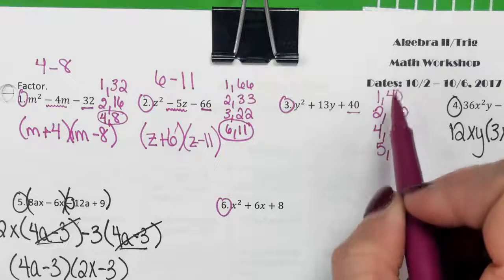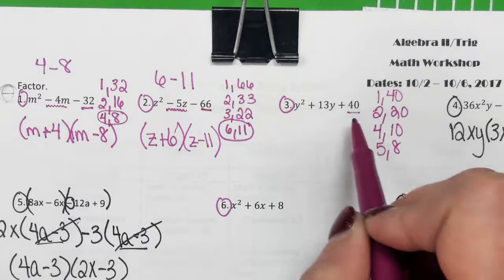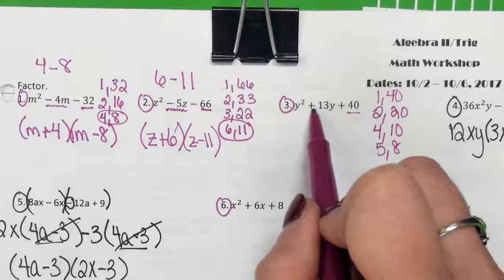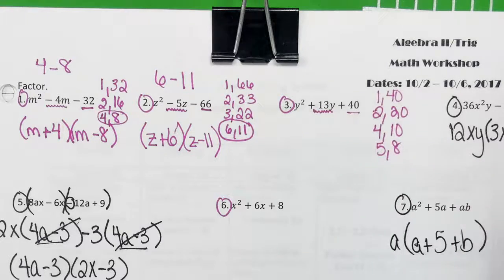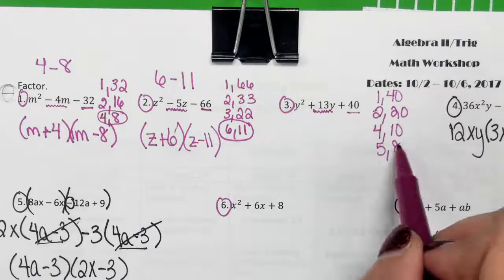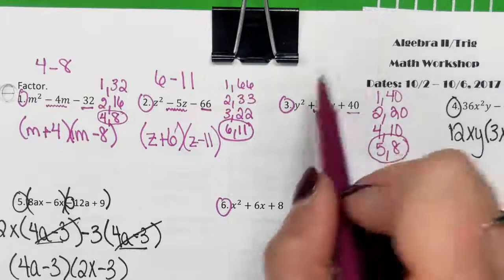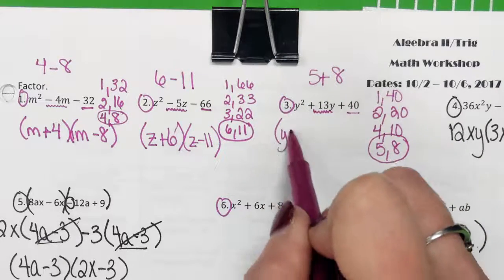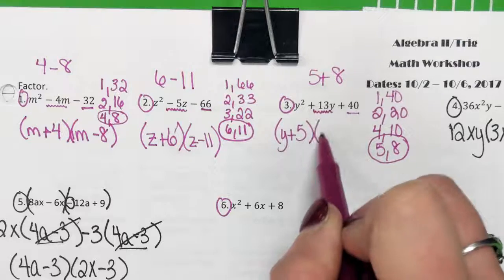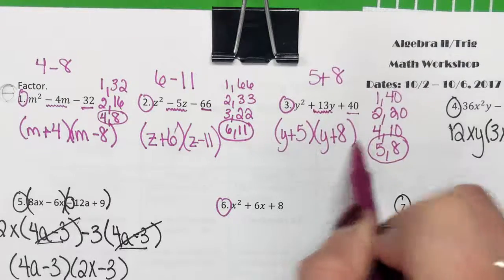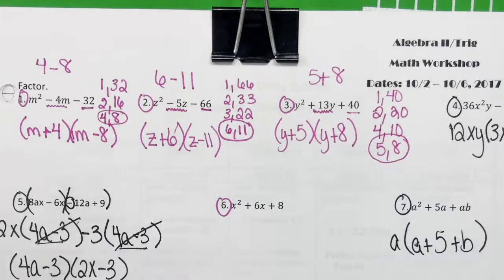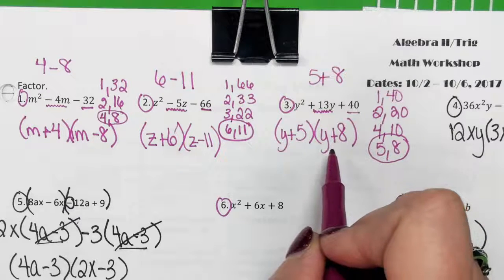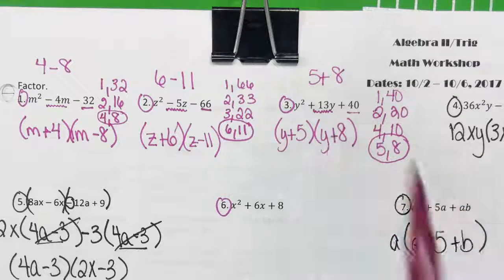Okay, we need the special pair. All of those pairs give me 40. But I need the one that's going to add or subtract to be 13. 5 and 8, how does that give me 13? 5 plus 8. Very good. So that's a +5 and a +8. 5 plus 8 is 13. 5 times 8 is 40.